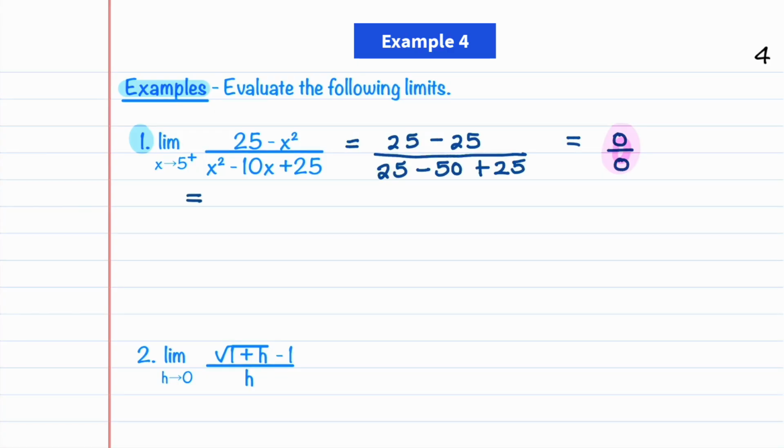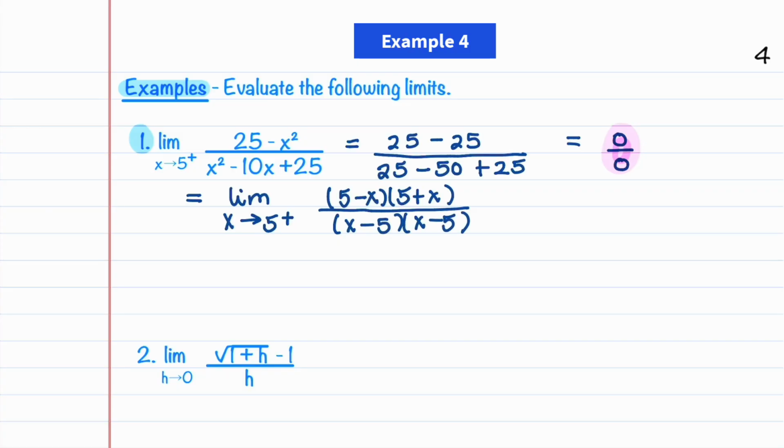We will factor the top and then factor the bottom. So we have the limit as x goes to 5 from the right. Factoring the top, we get a 5 minus x and a 5 plus x. Now we can factor the denominator. This is going to be x minus 5 times x minus 5.